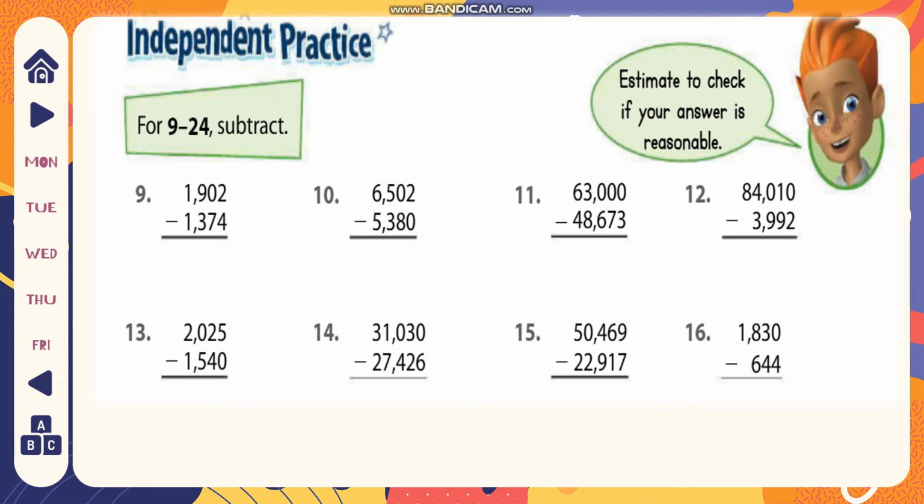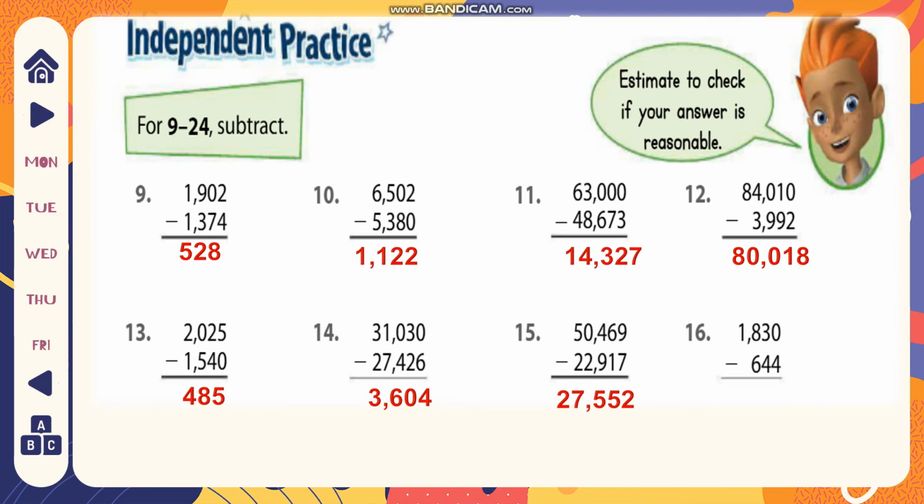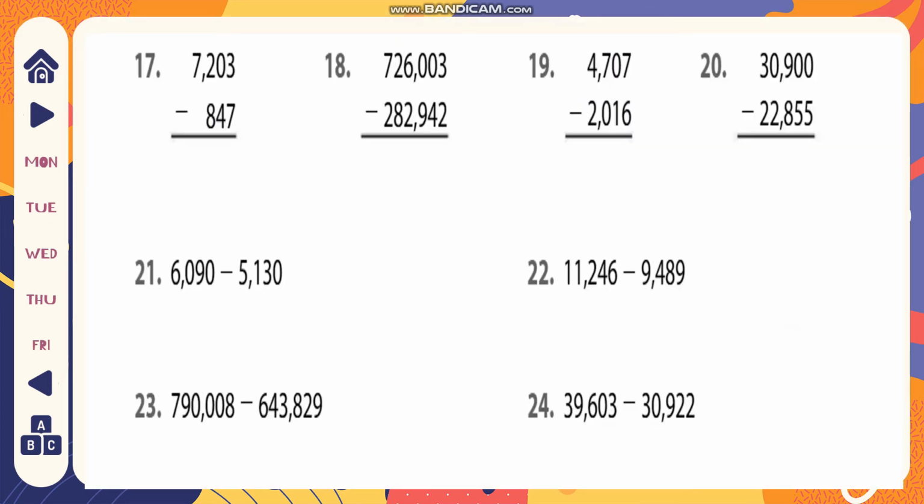The answer for number 9 is 528, 1,122 for number 10, number 11, 14,327, number 12, 80,018, number 13, 485, number 14, 3,604, number 15, 27,552, and number 16, 1,186. Number 17, we have 6,356. Number 18, 443,061. Number 19, 2,691. Number 20, 8,045.